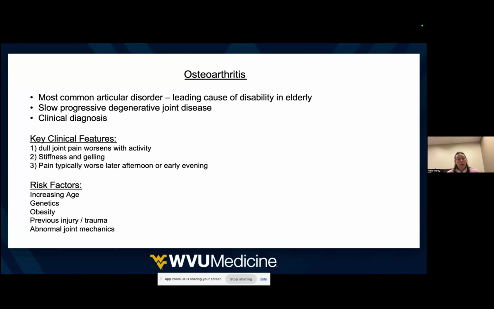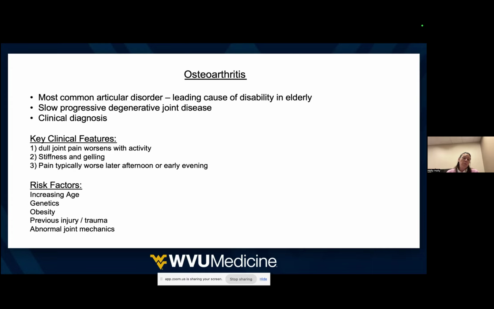Key things that these patients are going to present with is they're going to complain of dull joint pain. It's typically going to get worse with activity when they're up and moving about. They're going to complain of stiffness. That stiffness is typically going to last less than 30 minutes for them to get moving and get the best they're going to be for the day.